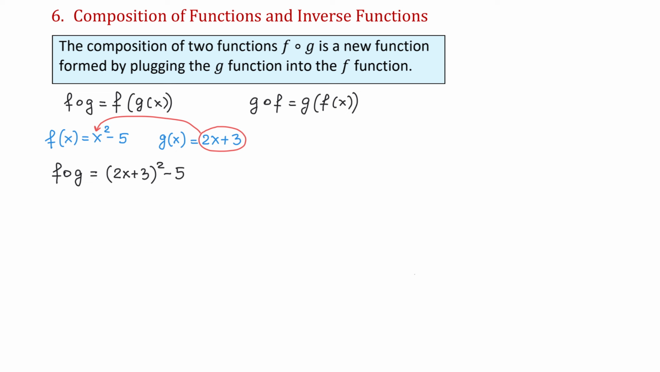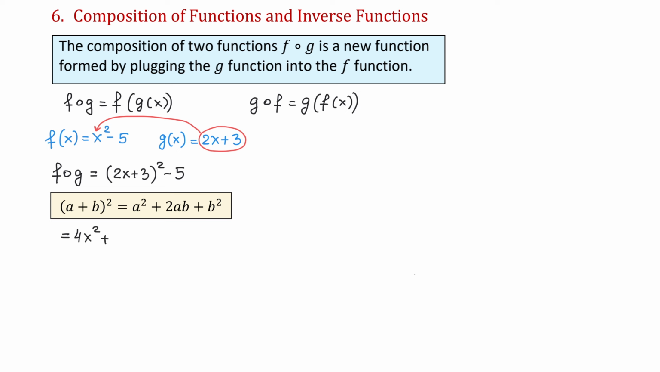And now to simplify this expression, we will raise 2x plus 3 to the second power. And for this we will use the formula a plus b to the second power equals a squared plus 2ab plus b squared. So then 2x to the second power is 4x squared. 2 times 2x times 3 is 12x. And 3 to the second power is 9. All this minus 5.